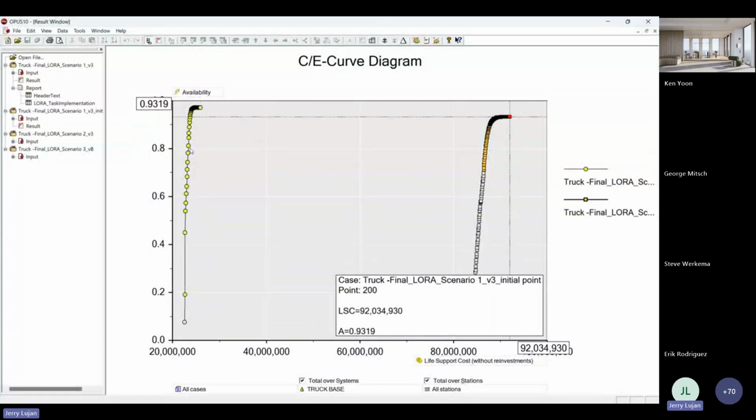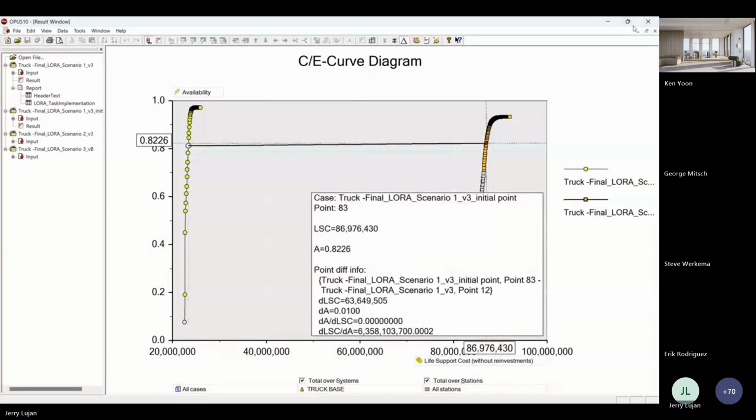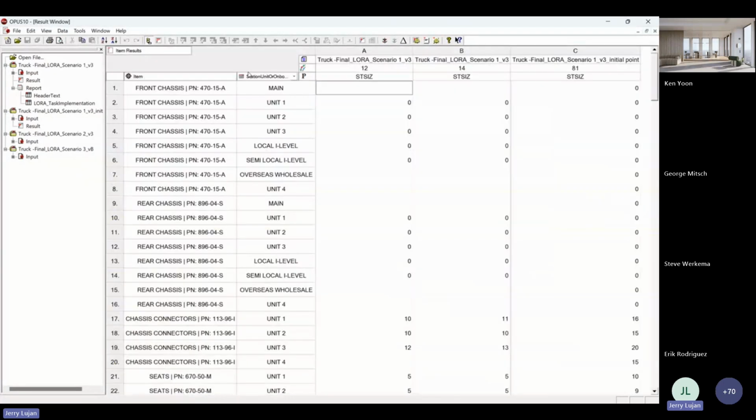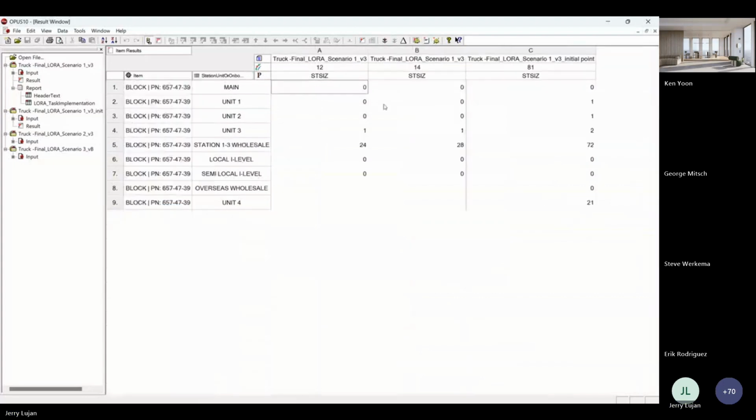The big difference is, look how much more expensive it is. If I take this 81% point and I find something that's close to 81% over here, there we go. You can see the delta in cost is $63 million in this case over the course of 10 years. Terry, how can that be? Well, the reason is because if we go to that stock size, right? In that new scenario, if we're repairing it, we have to stock 72 of those things at this wholesale and 21 at this wholesale.